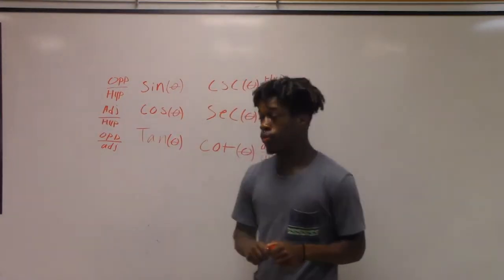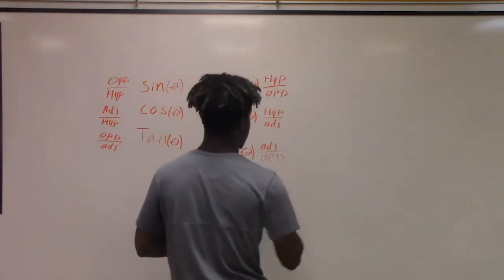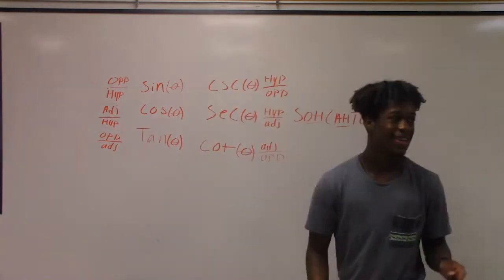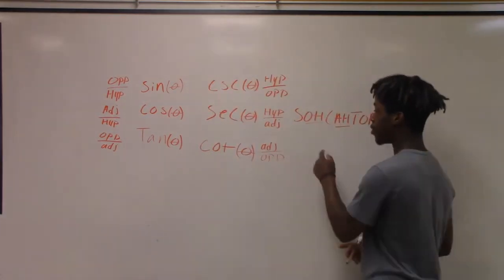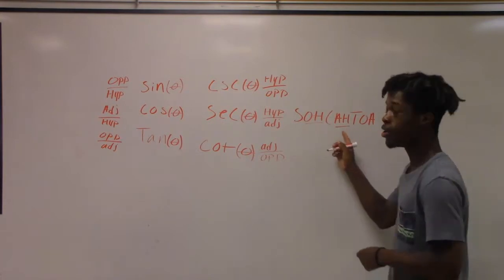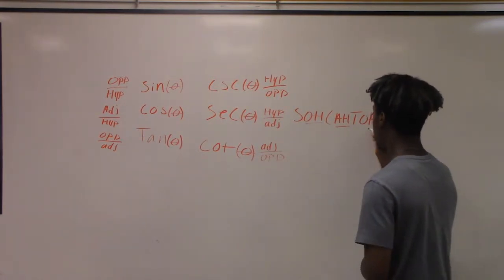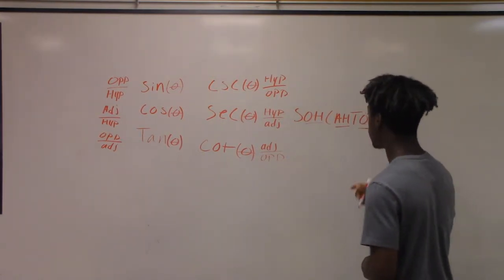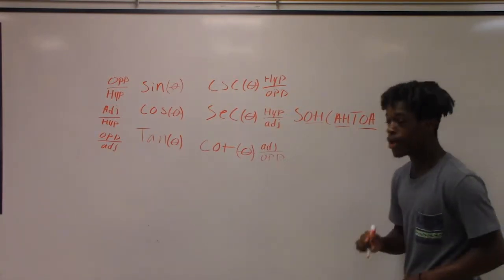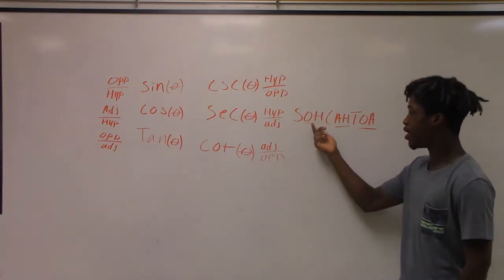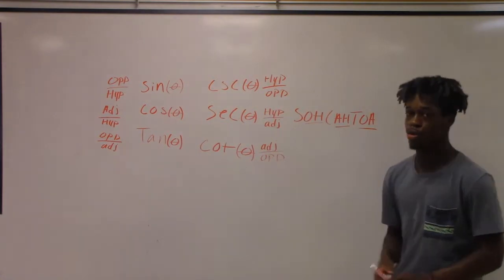A good way to remember these functions is a saying called SOHCAHTOA. Sine equals opposite over hypotenuse, cosine equals adjacent over hypotenuse, and tangent equals opposite over adjacent. To find the reciprocal, it's just the opposite of the last 2 letters.